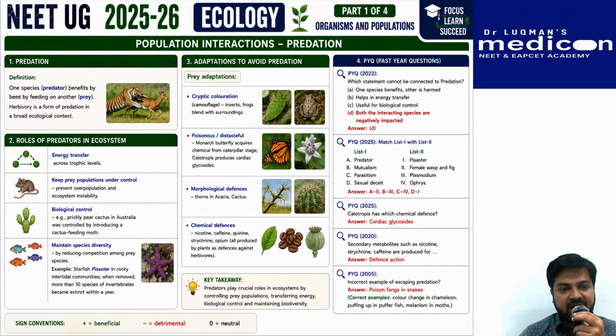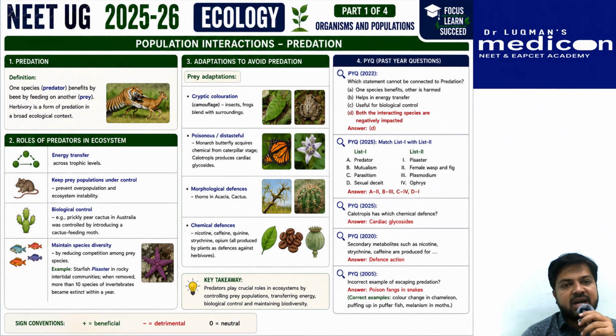It means having a predator, a larger animal like a tiger that kills other smaller herbivorous animals, has its own role in the ecosystem. Primary role is energy transfer across trophic levels. Second role is to keep the prey population under control, preventing overpopulation and ecosystem instability. Biological control, for example, prickly pear cactus in Australia was controlled by introducing a cactus-feeding moth. Another role is to maintain species diversity by reducing competition among prey species, for example, the starfish Pisaster in rocky intertidal communities. When removed, more than 10 species of invertebrates became extinct within a year. So these are the roles of predators.